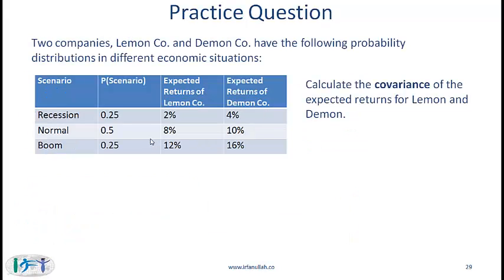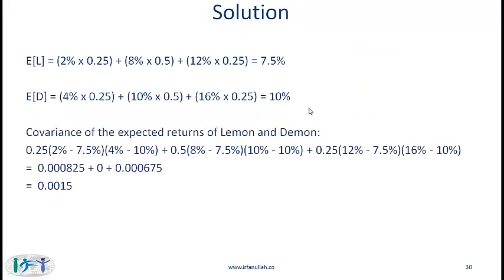Now it is your turn to solve a practice question. You have two companies, Lemon and Demon, and they have the following probability distribution in different situations. You need to compute the covariance of the expected returns. Here is what you are supposed to do. First, compute the expected return of L, then the expected return of D, and then using the formula or the method that we talked about, you come up with the covariance.